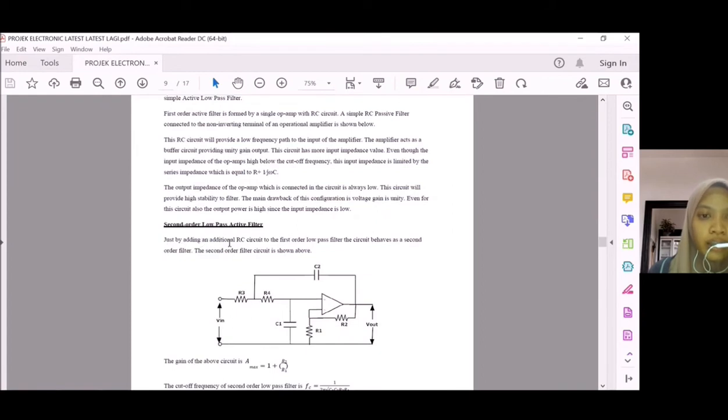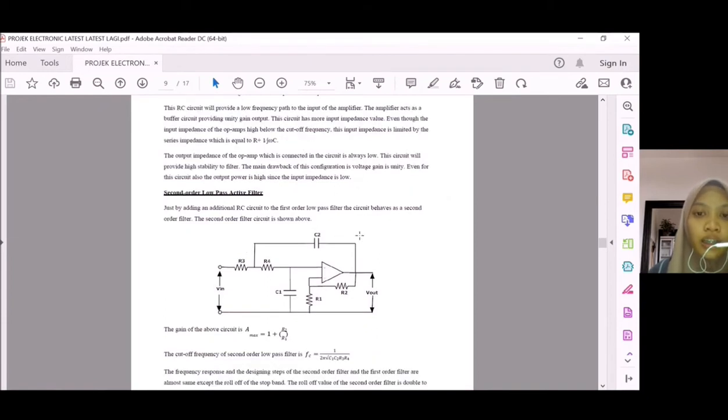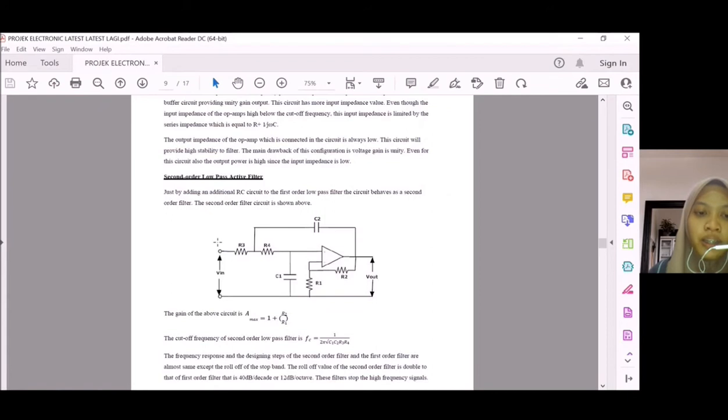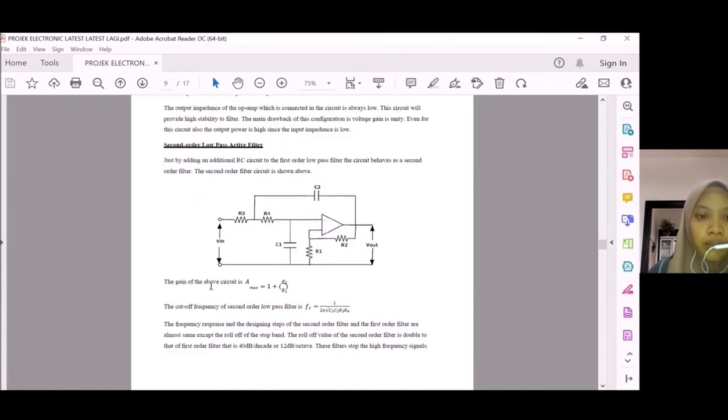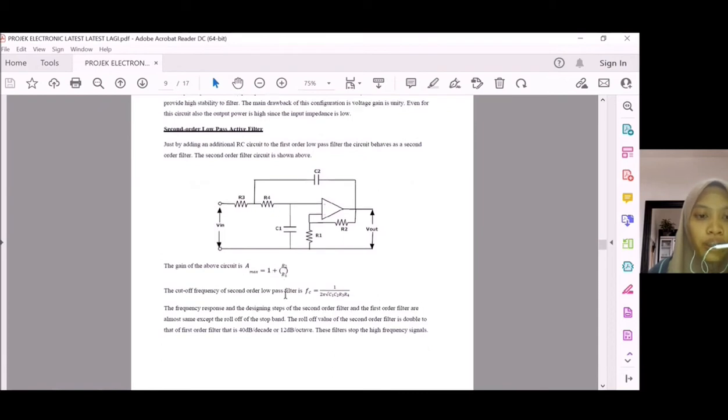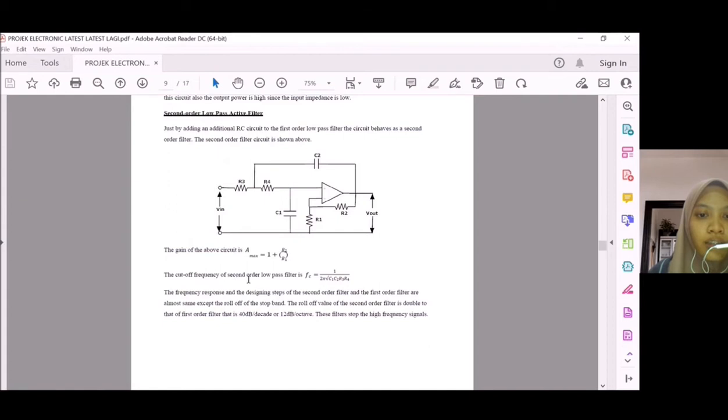Just by adding an additional RC circuit to the first order low pass filter, the circuit behaves as a second order filter. The second order filter is shown below. This is the circuit that I will construct in my Multisim. The gain of the above circuit is A max equal to 1 plus R2 over R1, and the cut-off frequency of the second order low pass filter is 1 over 2 pi square root of C1 times C2 times R3 times R4.